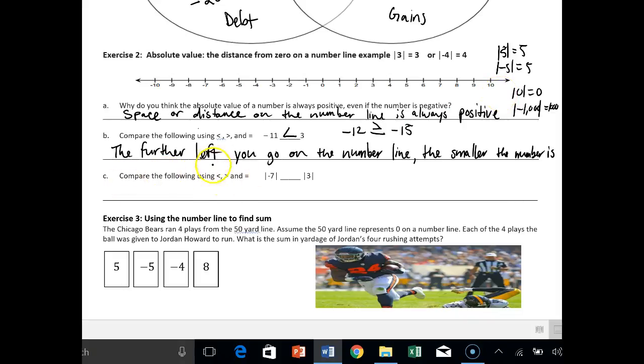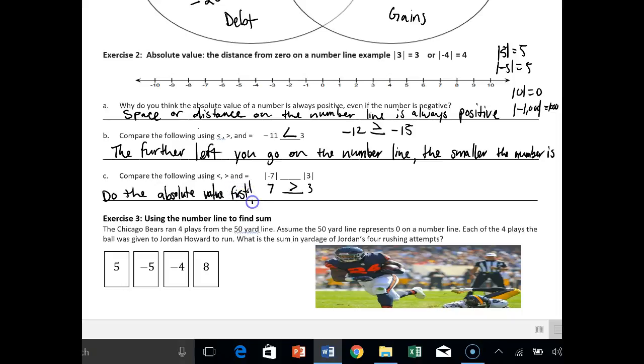So let's compare the following absolute values using the same thing. So the absolute value of negative 7 compared to 3. First of all, you actually have to do the absolute value first. So this is 7 compared to 3, right? The absolute value of negative 7 is 7. The absolute value of 3 is 3. And 7 is greater than 3. So just remember, do the absolute value first.